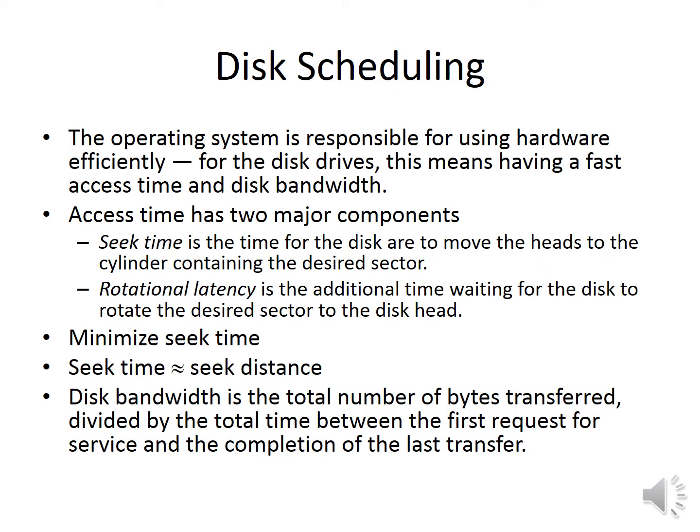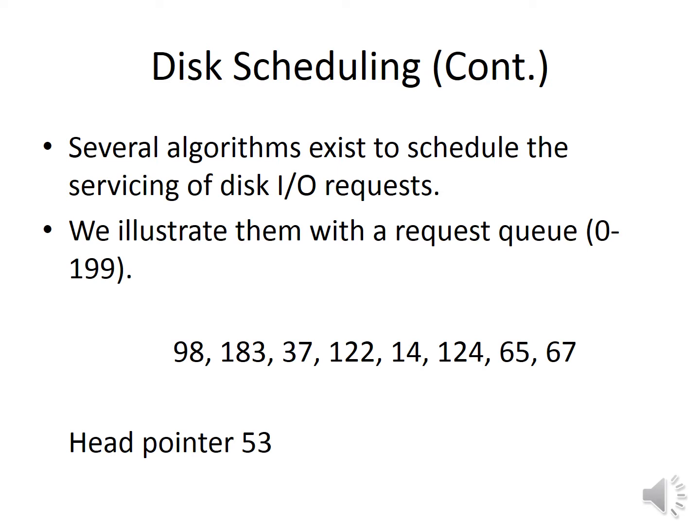So we want to minimize the seek time. Seek time is approximated by seek distance. The disk bandwidth is the total number of bytes transferred divided by the total time between the first request for service and the completion of the last transfer. Several algorithms exist to schedule the servicing of disk I/O requests.